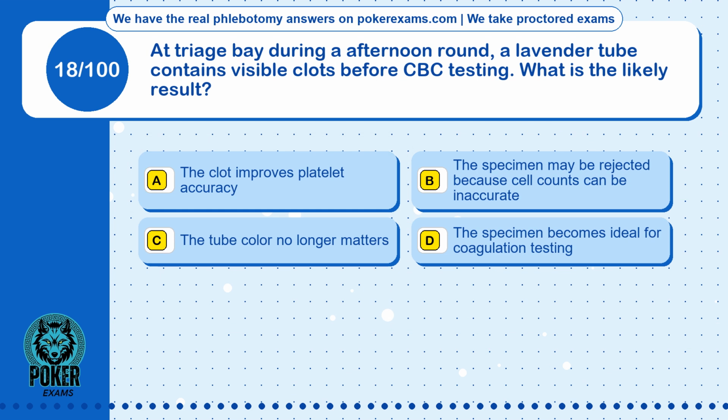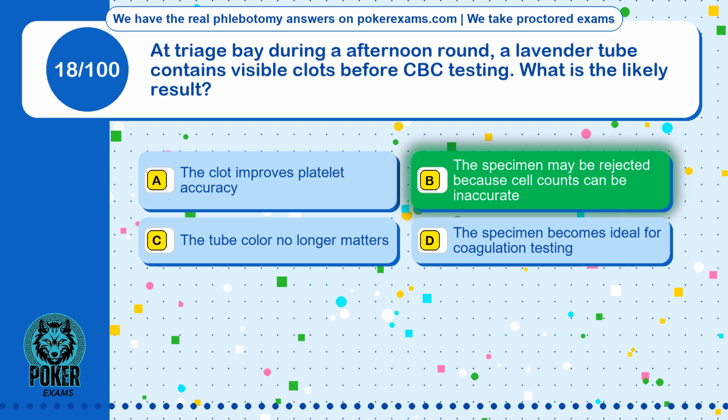Question 18. At triage bay during an afternoon round, a lavender tube contains visible clots before CBC testing. What is the likely result? Option A. The clot improves platelet accuracy. Option B. The specimen may be rejected because cell counts can be inaccurate. Option C. The tube color no longer matters. Option D. The specimen becomes ideal for coagulation testing.